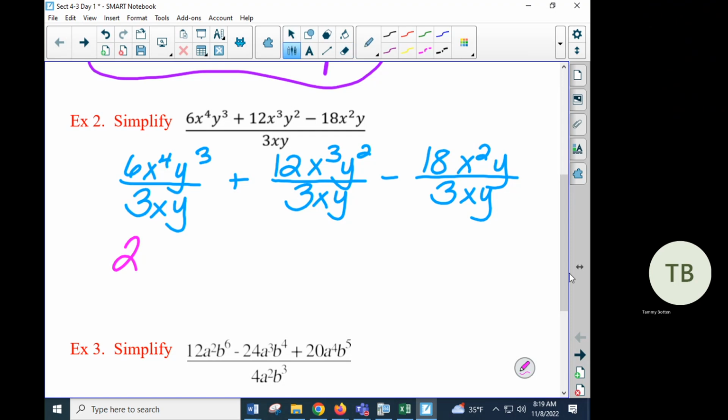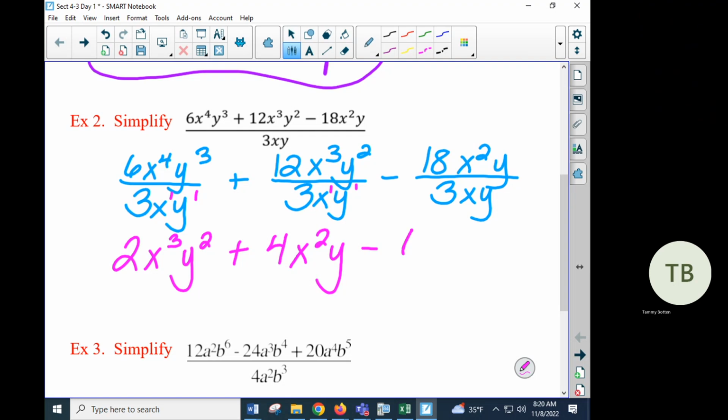Now we have 4 X's on top, 1 X on the bottom. So we subtract that and we end up with 3 X's on top. We have 3 Y's on top, 1 Y on the bottom. We subtract, so we're left with 2 Y's on top. 12 divided by 3 is 4. We have 1 X on the bottom, 3 on the top. 3 minus 1 is 2, so we're going to have X squared on top. We have 2 Y's on top, 1 Y on the bottom. 2 minus 1 is 1, so we have 1 Y on the top.